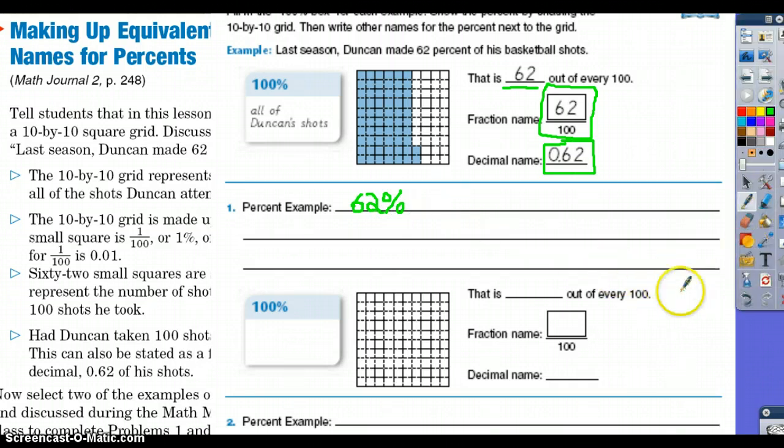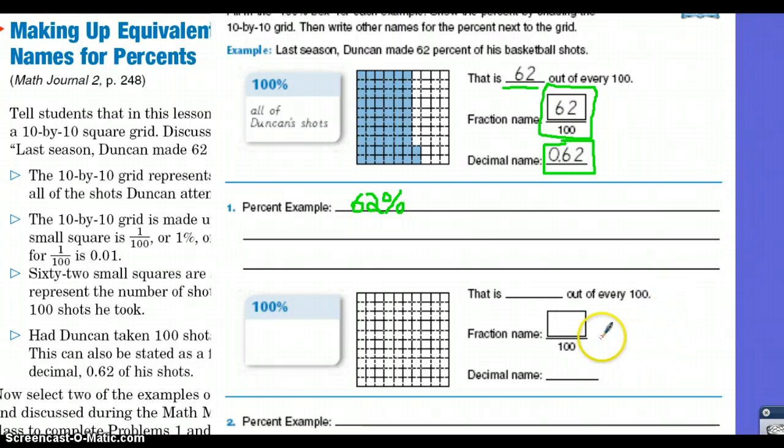Alright, for the next one, let's pretend there were 100 spelling words. And of those 100 spelling words, Ken got 98 out of every 100. So this would be written over here in the box. The 100% would be all of Ken's spelling words. You need to finish this one by giving it a fraction name, a decimal name, and a percent name.